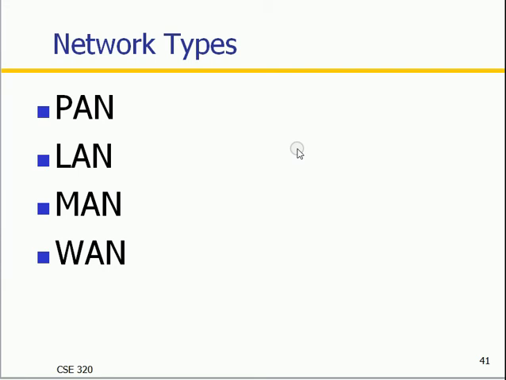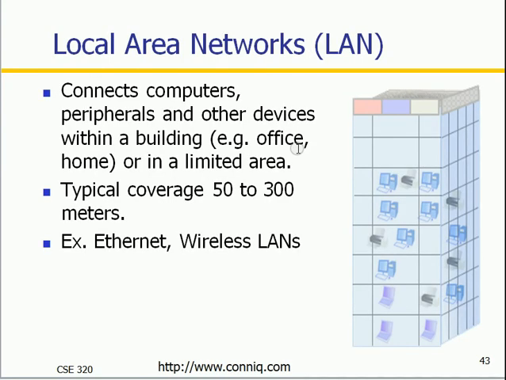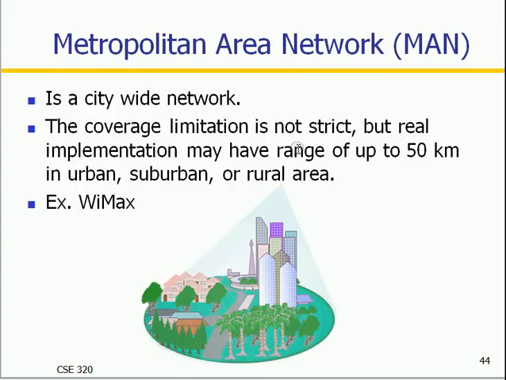And these are some network types: PAN, LAN, MAN, WAN. Personal area networks, you already know what this is. We're already using it every day, for example Bluetooth. Local area network is your wireless connection. Local area network, your broadband connection, that's local area. It has high speed, it has its advantages, it has its disadvantages.